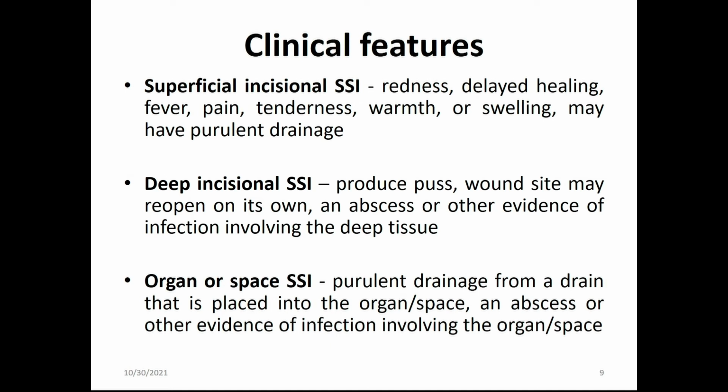Look at the clinical features, from minor symptoms to systemic symptoms. If you look at the superficial infection, the symptoms are redness, delayed healing, fever, pain, tenderness, and all the features of inflammation. Some patients might have a purulent discharge. The deep surgical site infection produces pus. The wound site may reopen on its own, and there may be an abscess in the deeper plane of the surgical site. In organ and space surgical site infection, there is a purulent discharge from the drain site, and there may be a deep-seated abscess also identified.